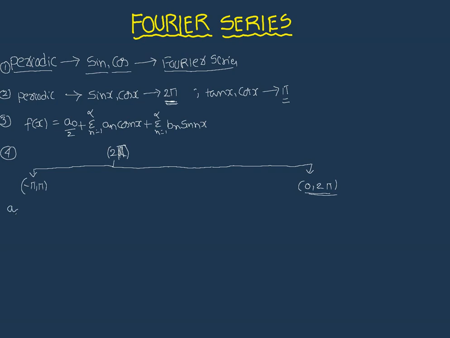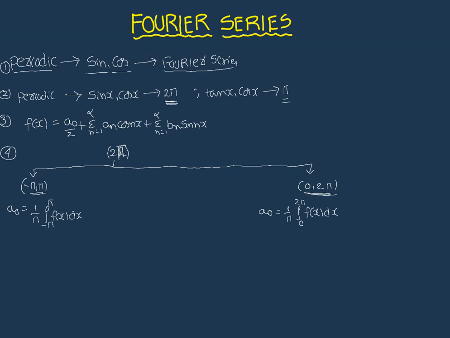How do we find the a naught value if the interval is minus pi to pi? The formula is a naught equal to 1 by pi integral minus pi to pi f of x dx. Here, since the interval is 0 to 2 pi, I am writing 0 to 2 pi; where it is minus pi to pi, I write minus pi to pi. So a naught is equal to 1 by pi integral 0 to 2 pi f of x dx.